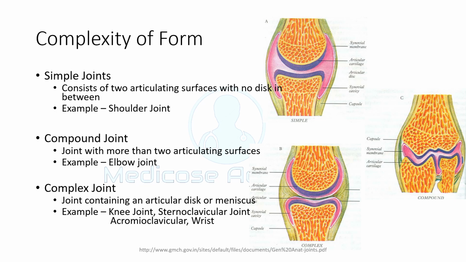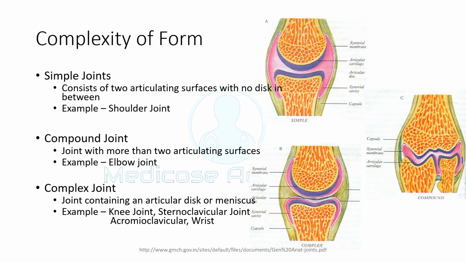A compound joint is one where more than two bones are involved. Here you can see that in the elbow joint, above there is the humerus, below there is the radius and ulna. So it is a compound joint where more than two bones are involved. In the lower limb, there is the knee: femur, tibia, and patella. Three bones are involved. That is a compound joint.